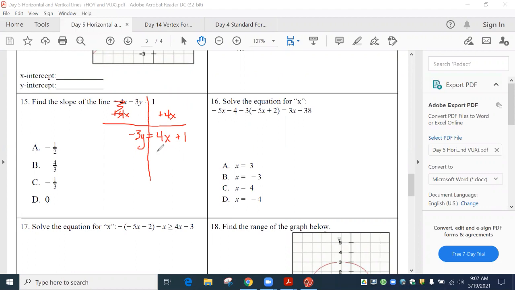And then the second step says to divide by the number in front of Y. The number in front of Y is negative 3, so we're going to divide everything by negative 3. At this point, I really don't need to rewrite this. We did all this, but what were they looking for? The slope. So all we care about is that negative 4/3, and you look at your answers and it's B.